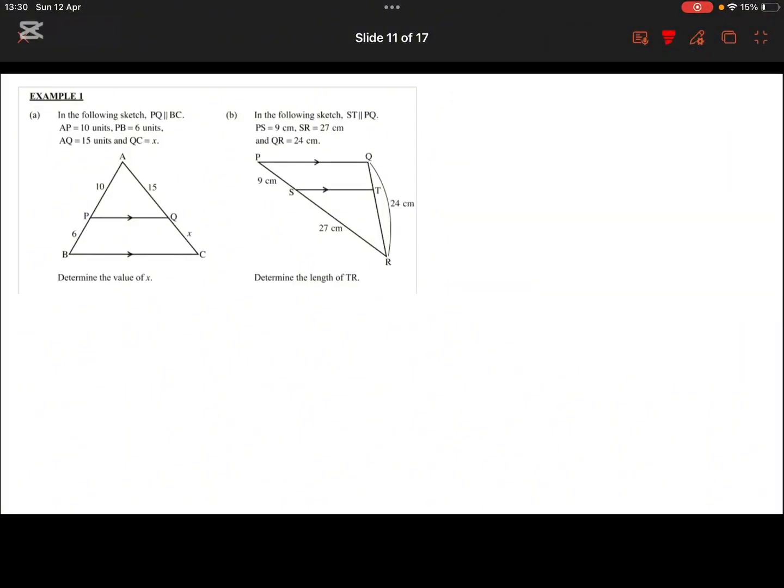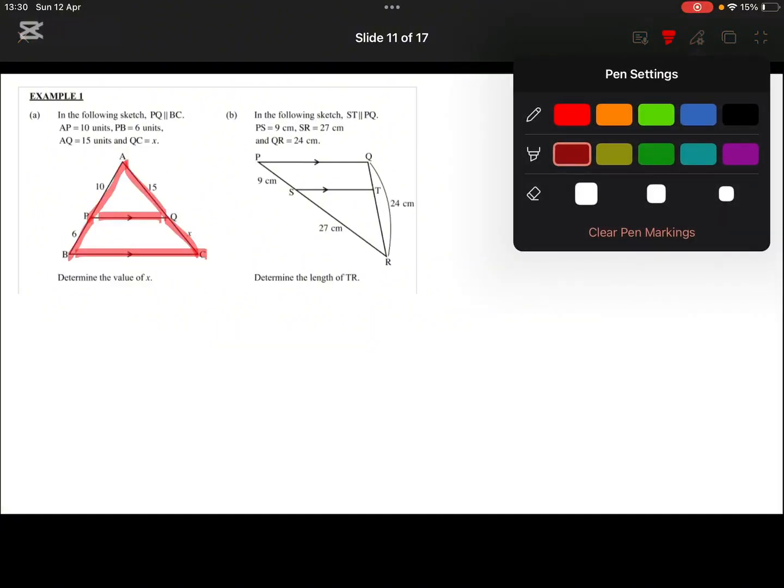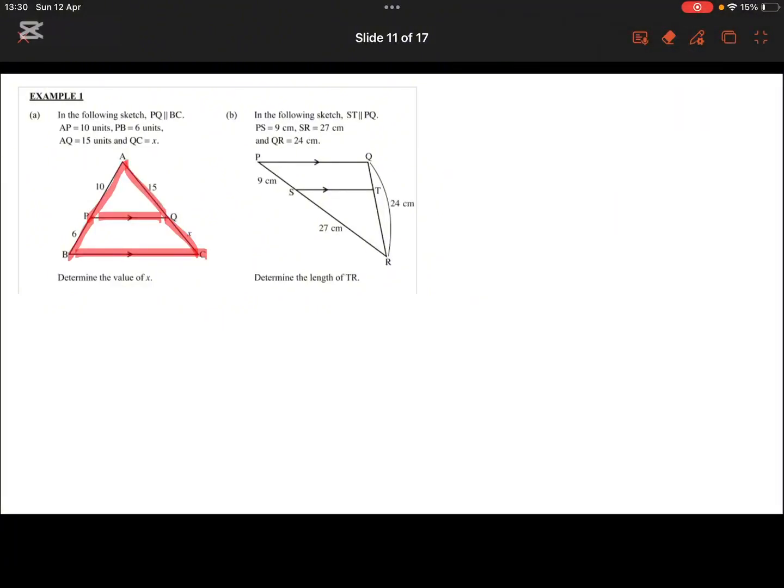Perfect. So now let's look at the first diagram, the example. In the following sketch, PQ is parallel to BC, and we're given that AP is 10 units, PB is 6 units, and AQ is 15 units, and QC is X. So now they want us to determine the value of X.